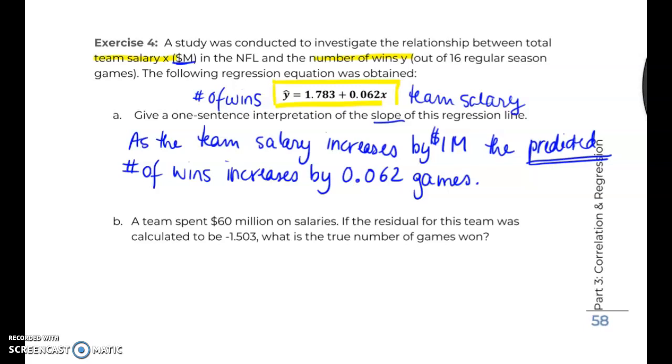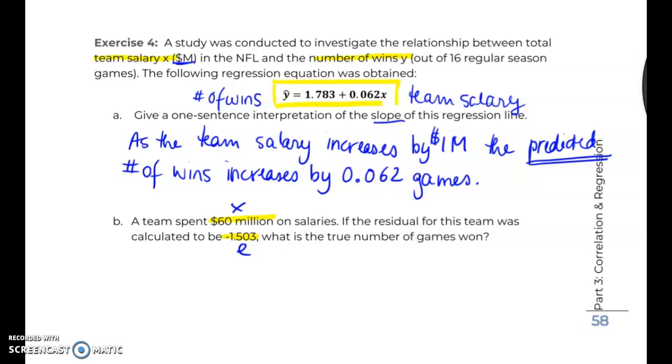Now we're going to look at an example here where a team spends $60 million on salaries. If the residual was negative 1.503, what is the true number of games won? So this one is a little bit reversed from the previous questions, because before we had both an X and a Y value given. So we had a salary given, we had a number of wins given, and then we calculated the residual. This time we only know the team salary, so that's our X value, and we know the residual, which is our E, and then we're trying to calculate the actual number of games won.